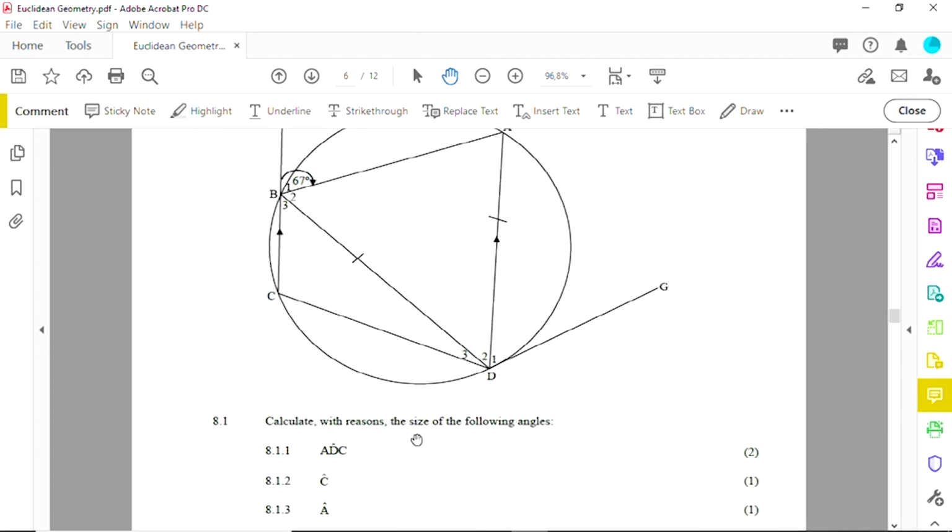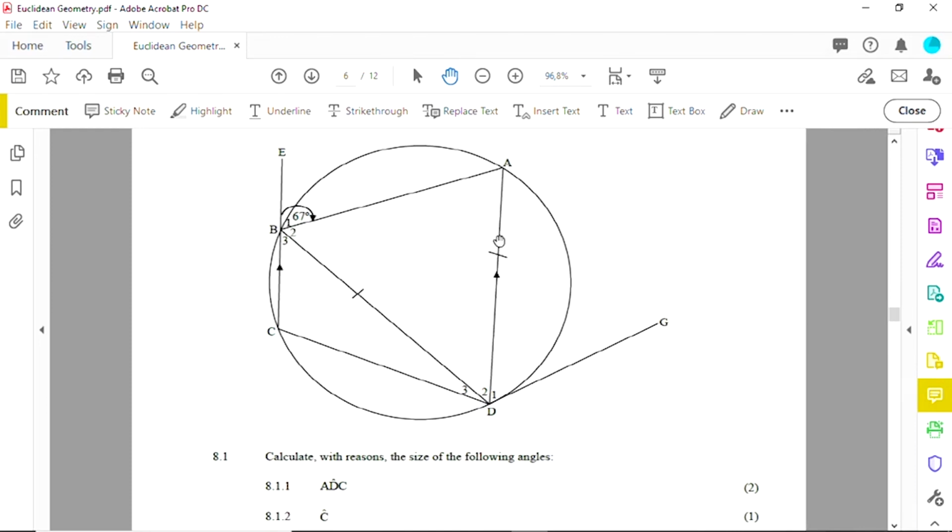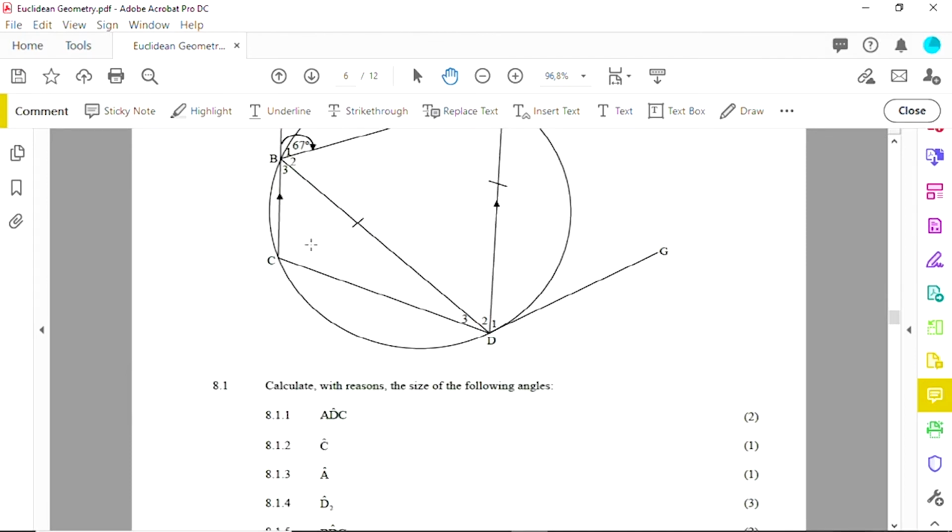We want to calculate with reason the size of the following angles. So with reason, we want to find the size of ADC. Given that B1 is equal to 67, D2 plus D3 should also be equal to 67, exterior angle of a cyclic quad. So ADC should be equal to 67 degrees. This is exterior angles of a cyclic quad.